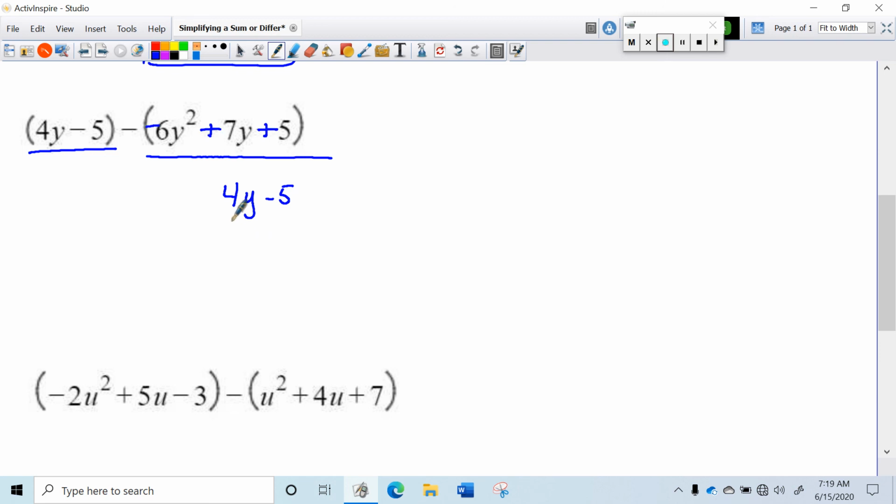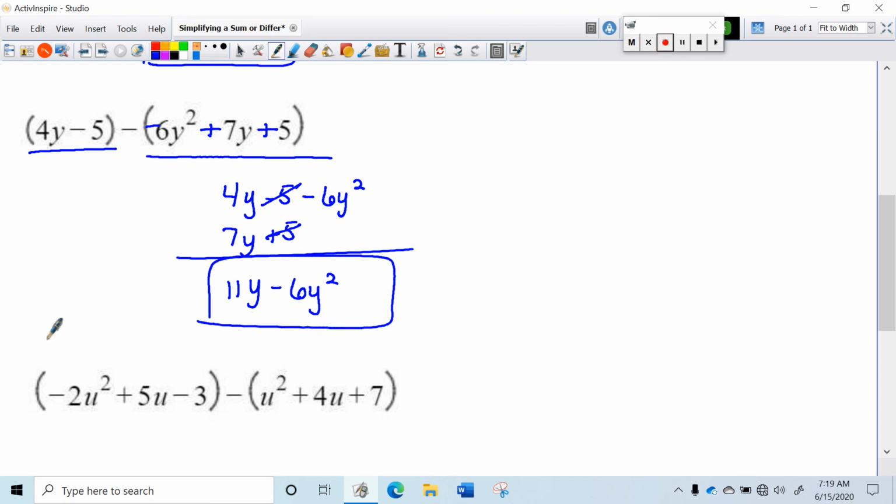So for my y squareds, I don't have a y squared here, so I'm just going to tack it on the end, -6y squared. For my y's, I've got 7 of those, and then my constant is a positive 5. So for my y's, 4 plus 7 is 11. Opposites cancel. Bring down the -6y squared, and you have your answer.